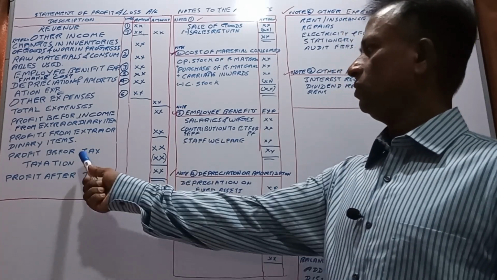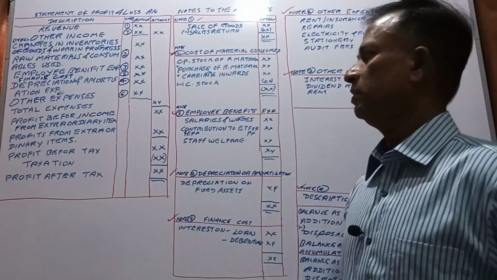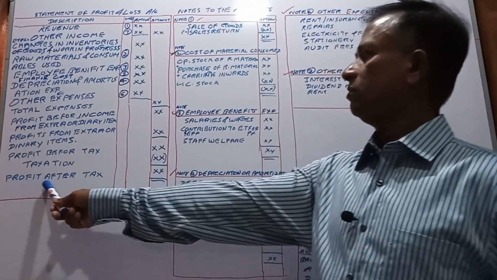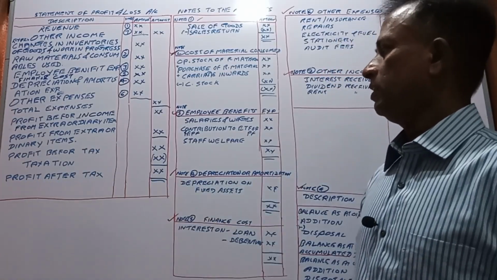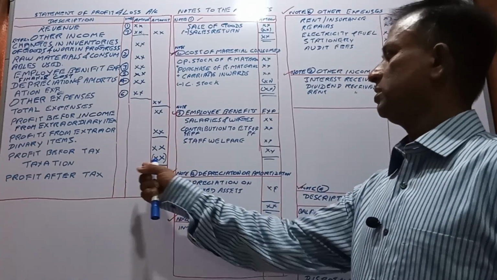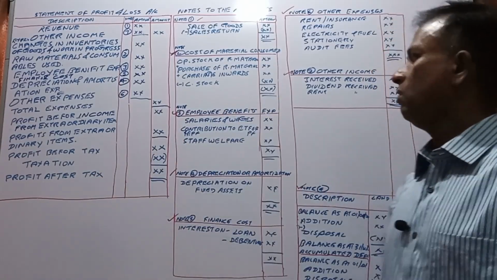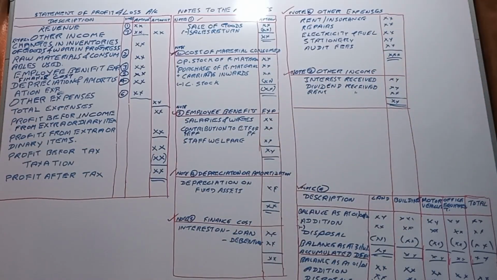Then you will insert the taxation for the year. Then you will get profit after tax, or operating profit after tax. You will mention it like that. This is how you have to work out the statement of profit and loss.